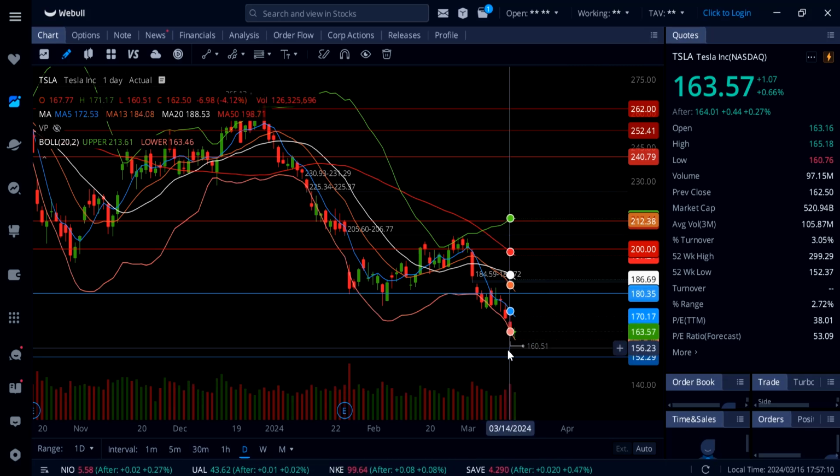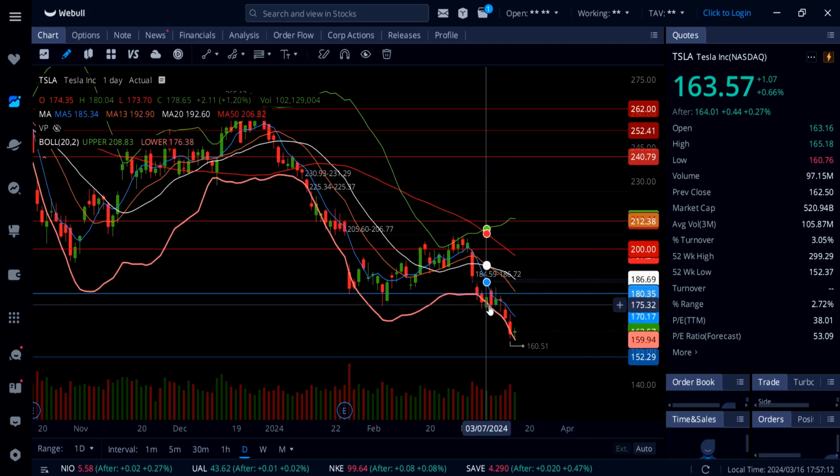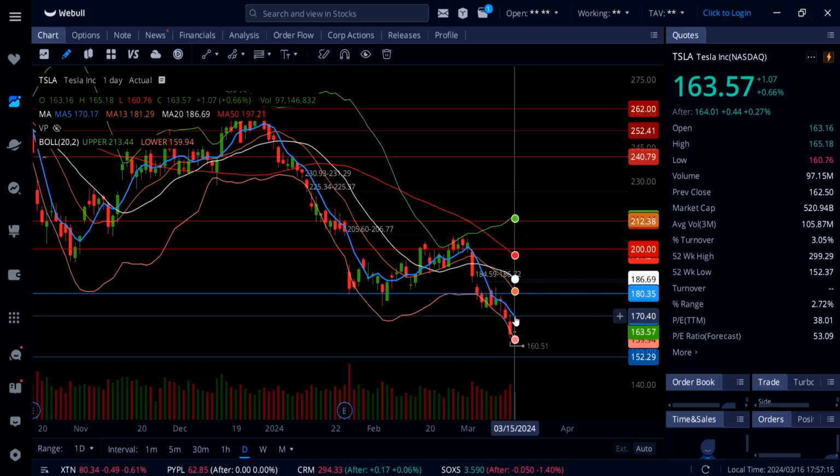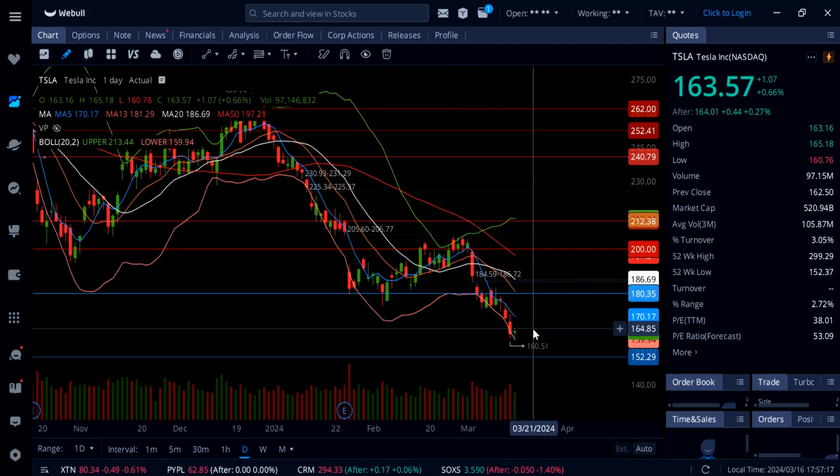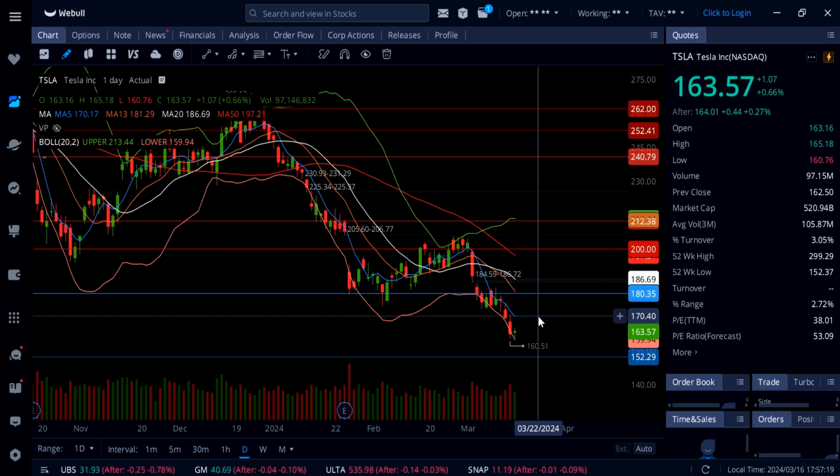Then watch out for a move all the way up to 170, the 5-day moving average, and as soon as that breaks, a little bit more upside up to 175 to 176, and then 180.